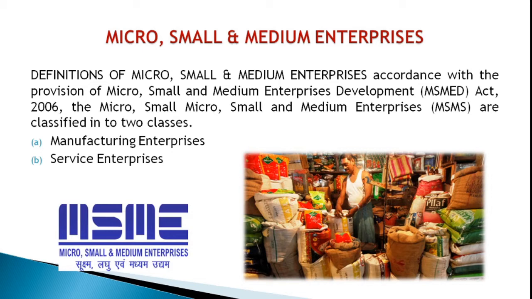Micro, small and medium enterprise. The micro, small and medium enterprises act according to the Act of 2006, and they are classified into two sectors. First one is manufacturing enterprise and the second is service enterprise. The enterprises engaged in the manufacture or production of goods pertaining to an industry specified in the first schedule to the industries act are called manufacturing enterprises. In manufacturing enterprises, we will be producing components, products or goods. The second one is service enterprise. A service enterprise is engaged in providing service. It will be giving a service only. It will not produce any products.